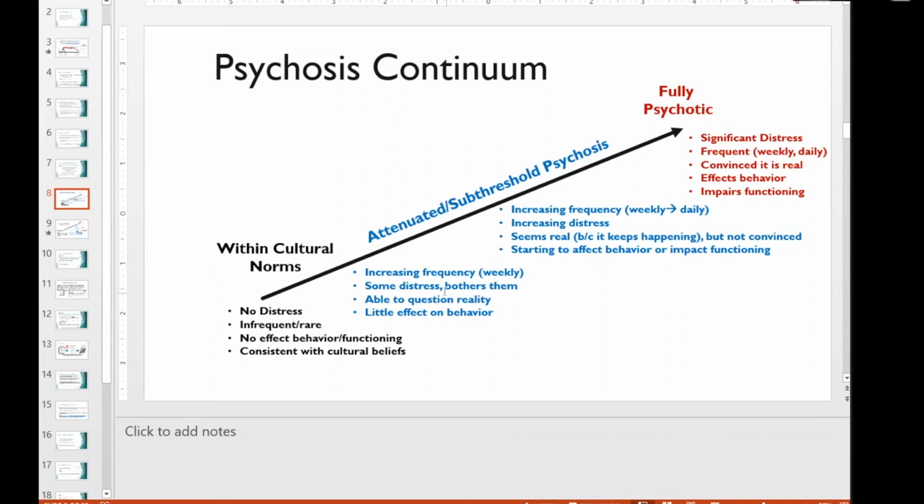But when those things start happening with more frequency or have greater distress, that's when we start to pay attention to them in this attenuated range. So I'm going to link this back in our minds to the PQB. Remember, it asks whether it's happening, it's bothering you, and it's affecting your functioning. So that is where we're tying it to frequency, distress, and functioning. Then I talk about how maybe those things happen more. And at the point of fully psychotic, we now are convinced that it's real, it's distressing, and it's impairing our functioning and affecting our behavior.